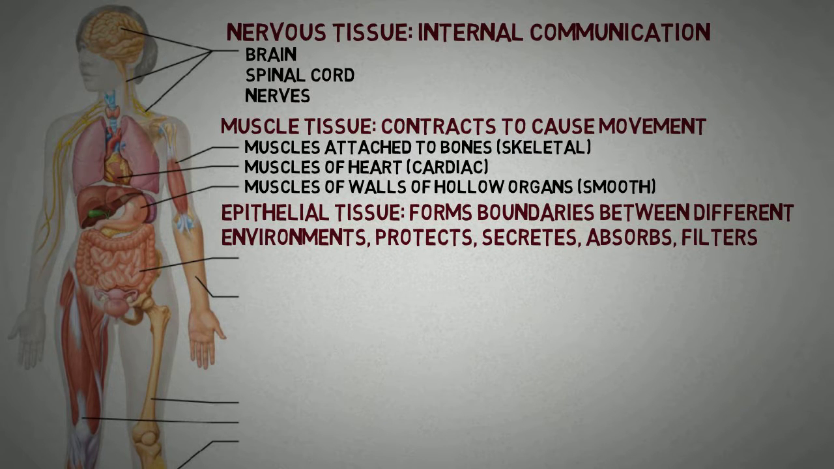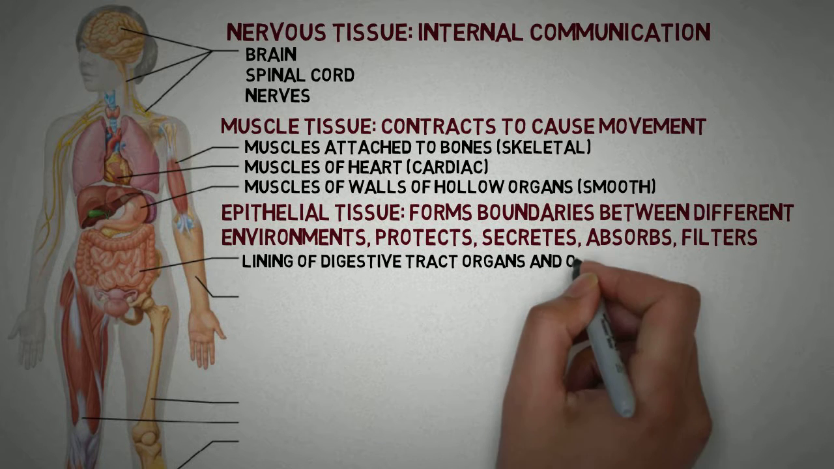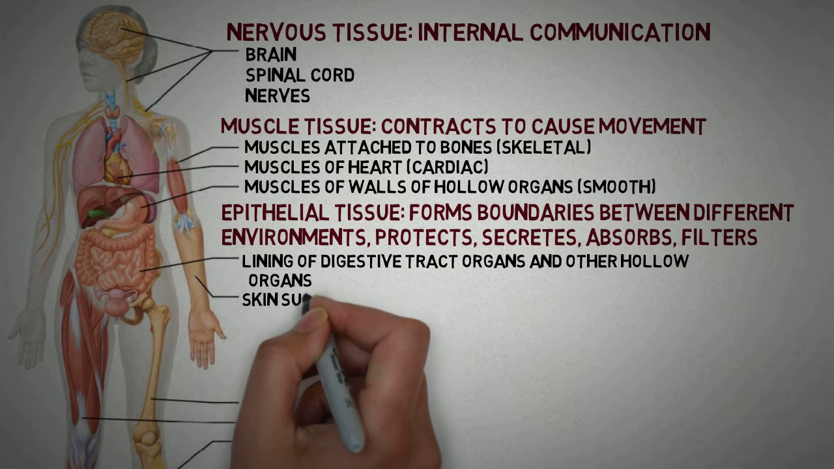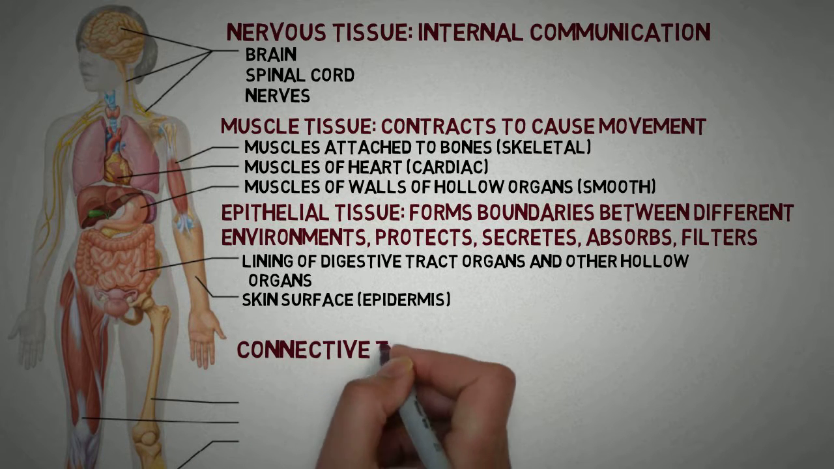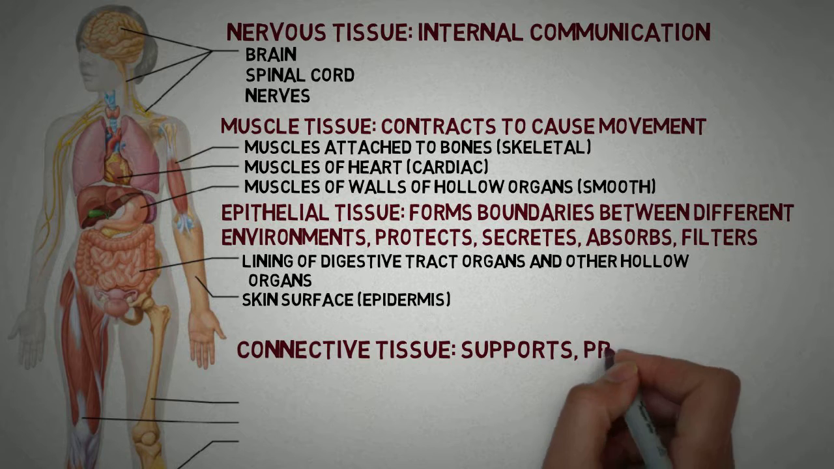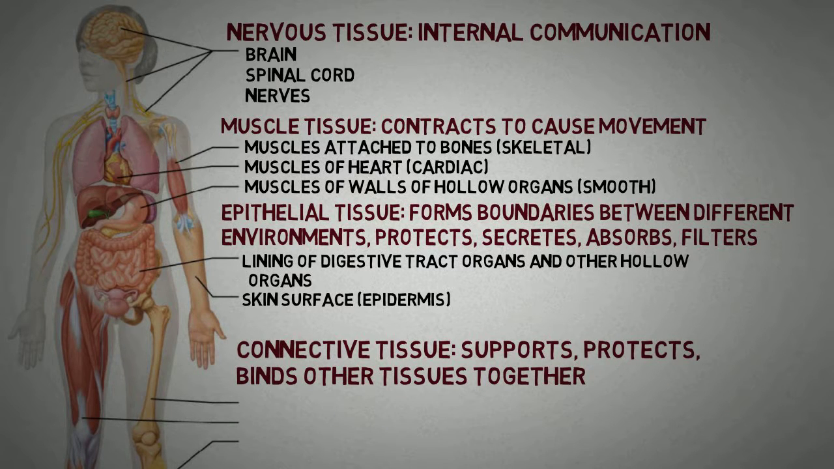Now, epithelial tissue is kind of like skin, that barrier around some of our soft organs, lining the digestive tract on the outside and the inside, and our skin on our surface. Connective tissue pretty much connects the body together. This would be things such as our bones, our tendons, and any sort of our soft connective tissues.